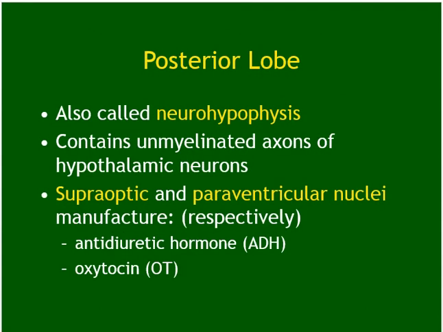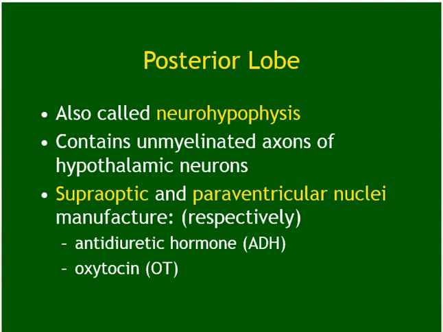The posterior lobe of the pituitary gland, on the other hand, which is called neurohypophysis, contains the unmyelinated axons of the hypothalamic neurons. So the unmyelinated axons of these neurons leave the hypothalamus and end at the neurohypophysis to store the oxytocin and ADH that were produced by the hypothalamus, stored in the posterior lobe of the pituitary gland, which is the neurohypophysis.